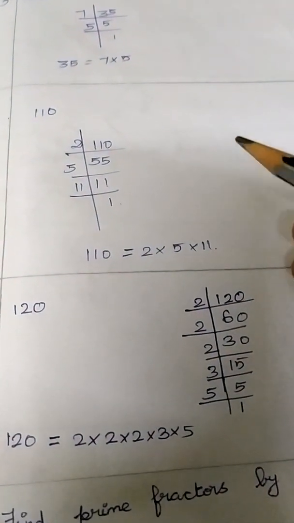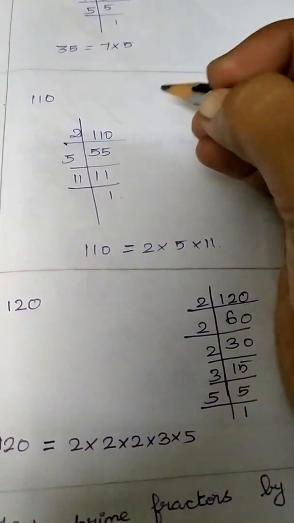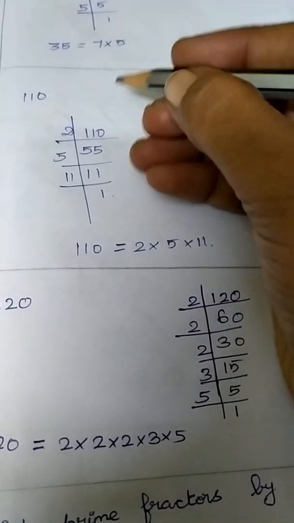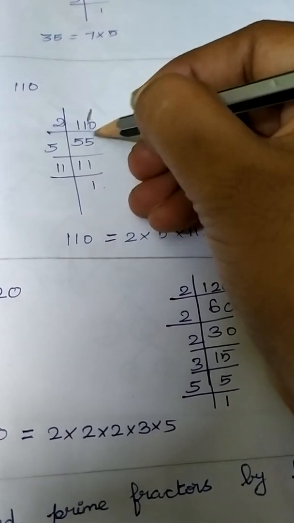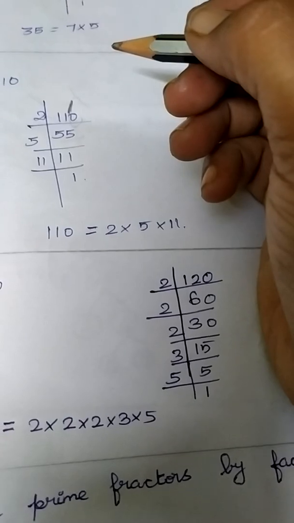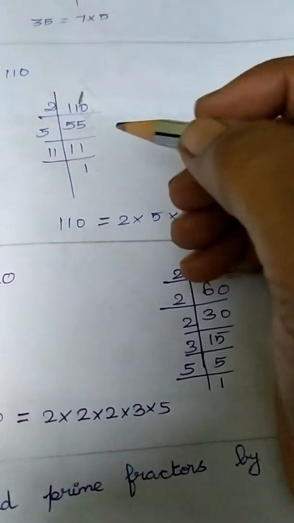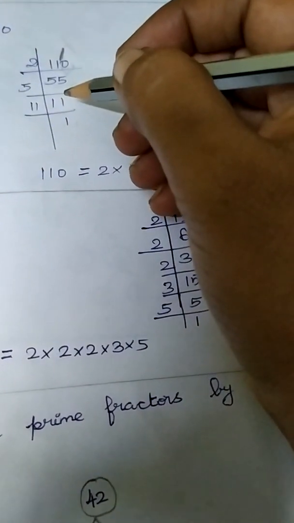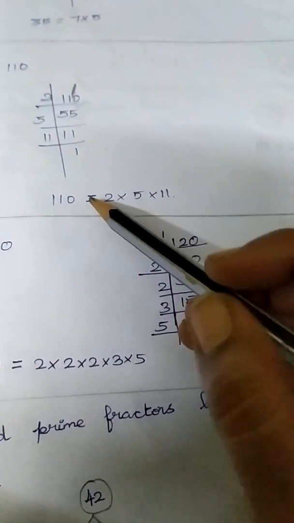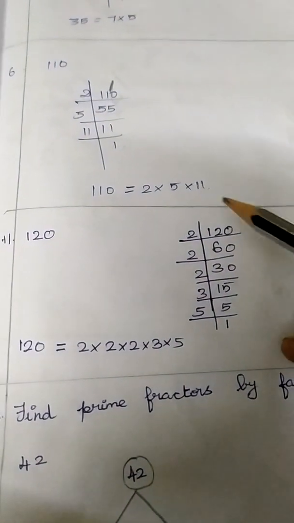110. We are going to start with the lowest prime number, the 2 table. 5 2s are 10. If you subtract 11 minus 10, you have 1 remaining. So carry over, again 10. 5 2s are 10. 55. Since you have 5 in the unit digit, we are going to check it by the 5 table. 5 table, 1 5 is 5. 11. 11 will come only in the 1 table and the 11 table. So it is only prime number 11, 1 time. So 110 can be written as 2 into 5 into 11.